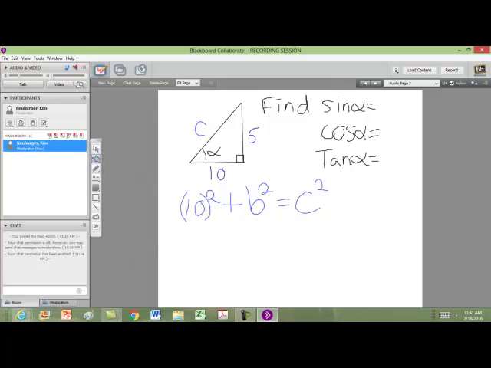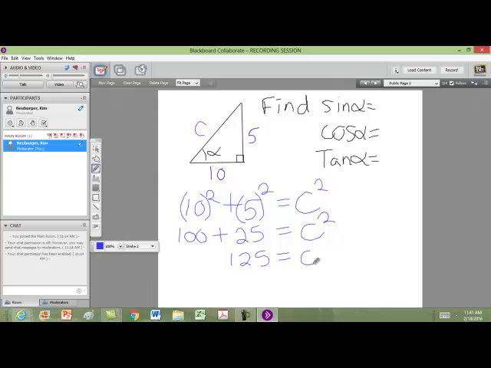And in this particular case, our b is 5, so let's replace it with 5. Now we can go ahead and simplify this and figure out what c is. So we know how to do 10 squared, that's 100, and 5 squared is 25. We can then add those together and get 125. Notice that our c squared is already by itself.